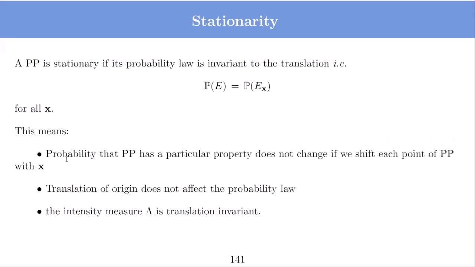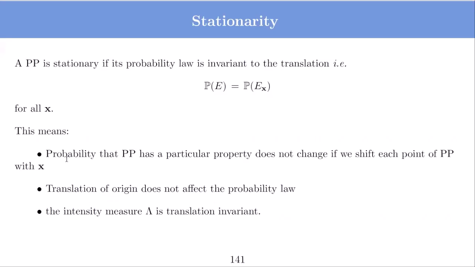So if I take a particular property and compute its probability, what is the probability that this property will be satisfied, or if I ask that the shifted PP will have this property, what is the probability of that? If they are equal for every value of x, then we say the point process is stationary. It means it does not change when you shift the point process.